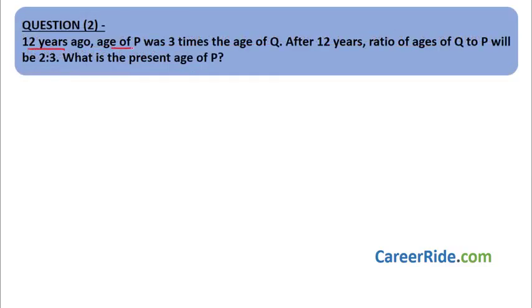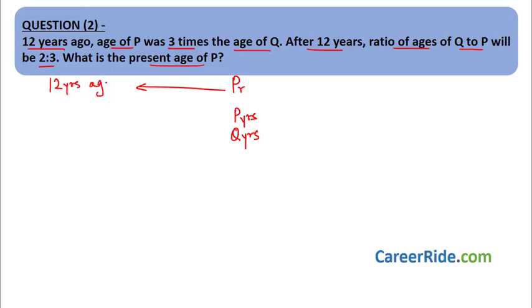12 years ago, the age of P was 3 times the age of Q. After 12 years, the ratio of ages of Q to P will be 2:3. What is the present age of P? Again, this is an easy one. Let's start. The present age of P, let it be P years, and the present age of Q, let it be Q years. Now they say 12 years ago, so let's go back 12 years. 12 years ago, what would be the age of P? It would be P minus 12 years. And what would be the age of Q? It would be Q minus 12 years.